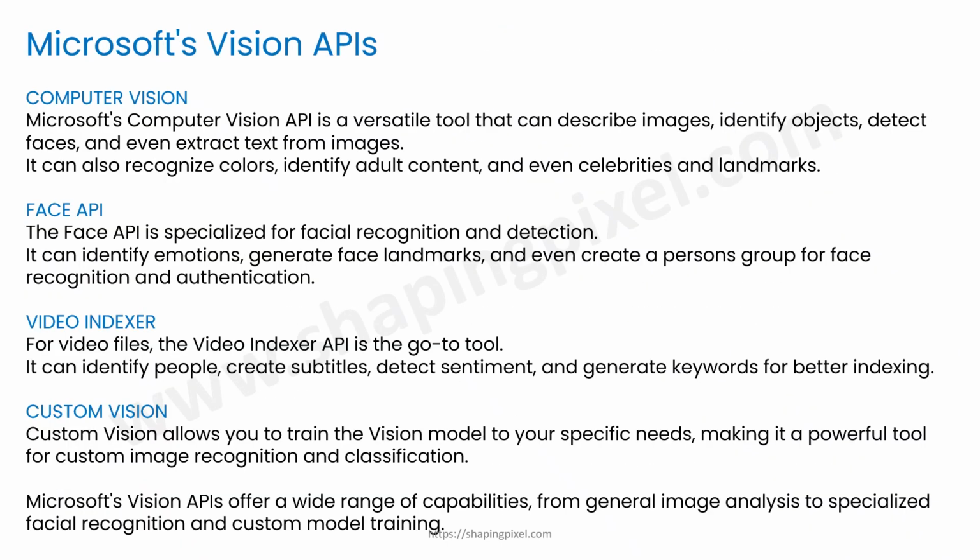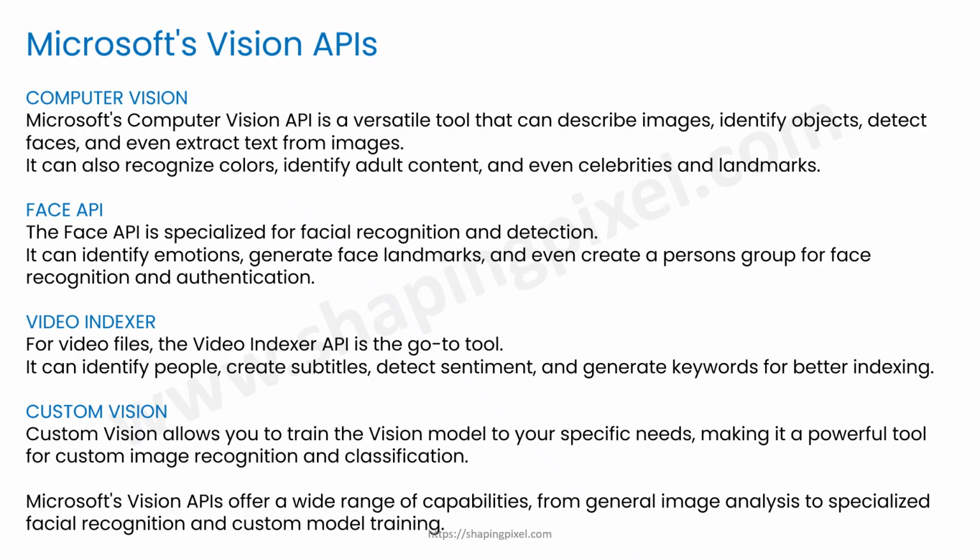Let's dive in and understand the capabilities of these powerful Microsoft Vision APIs. Microsoft's Computer Vision API is a versatile tool that can describe images, identify objects, detect faces, and even extract text from images. It can also recognize colors, identify adult content, and even celebrities and landmarks. The Face API is specialized for facial recognition and detection, and it can identify emotions, generate face landmarks, and even create a person group for face recognition and authentication.